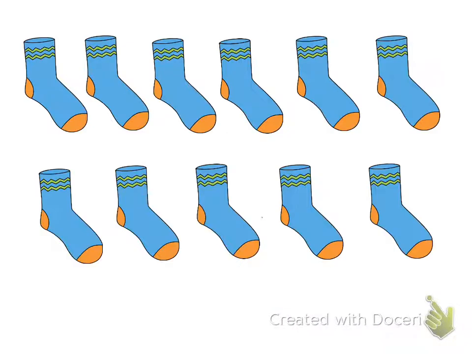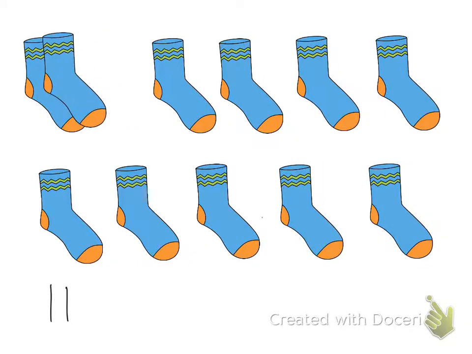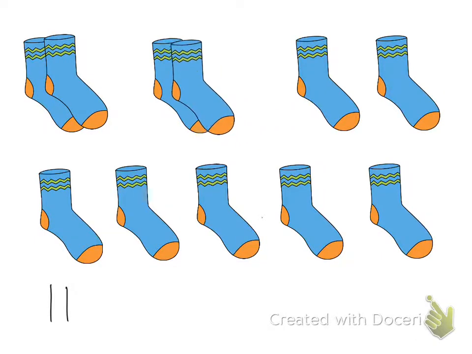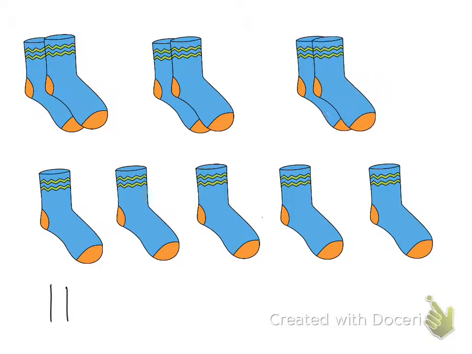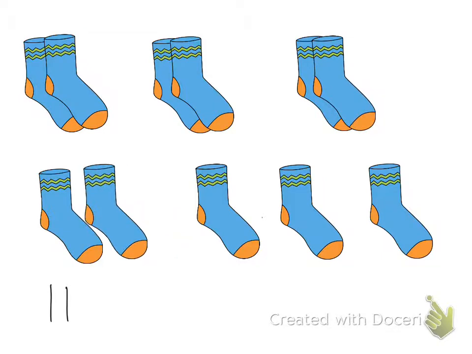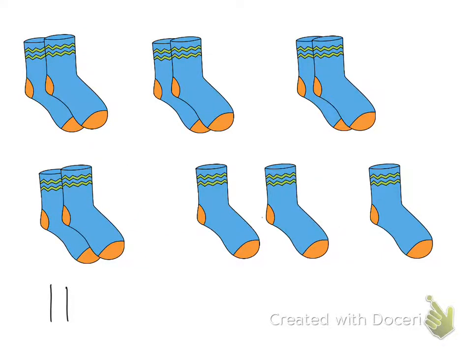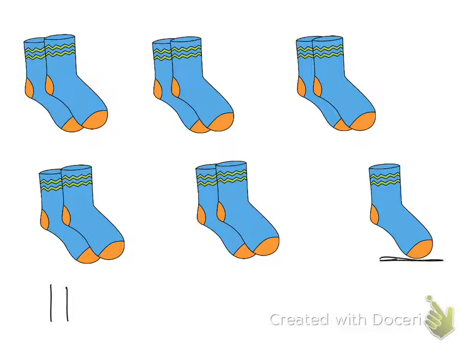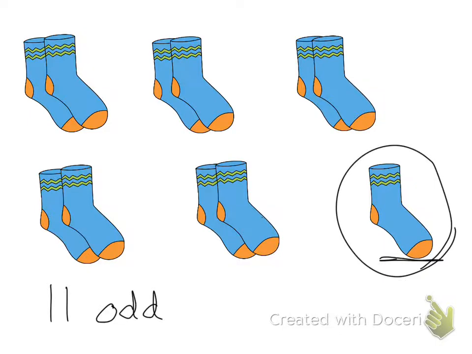Okay, so let's try this one. Here I have 11 socks and I want to know if this is an even number. So let's put the socks together and see if it is. Okay, so good so far. I have a sock that's left all by itself. So since I don't have enough socks to make pairs, that means 11 is an odd number because I have an odd sock left over.